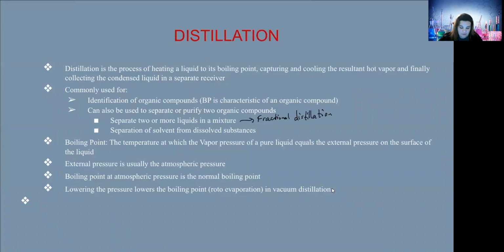Just the definition for boiling point here: temperature at which vapor pressure of liquid equals the external pressure. External pressure is usually the atmospheric pressure. And now let's take a look at this guy. So lowering the pressure lowers the boiling point, okay? And this is most commonly seen in vacuum distillation. And you had done this technique in the roto evaporator, okay? So the roto evaporator is what you use in the Trine-Riston lab. And that actually works with vacuum distillation. So just a nice little connection there between the labs.